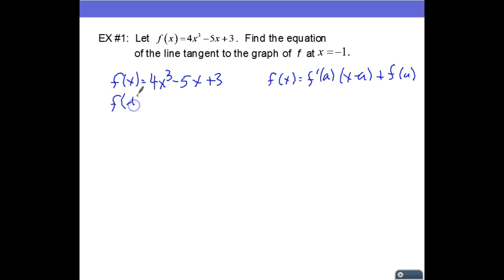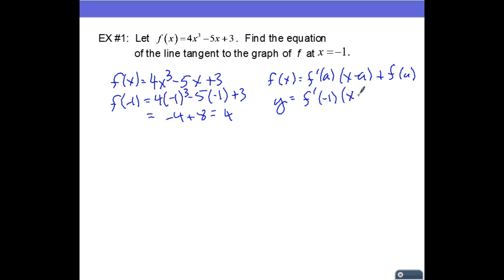So f of -1 is going to be equal to 4 times -1 to the third power minus 5 times -1 plus 3. And so this gives us a -4, and minus a -5 is +5, plus 3 is +8. And so f of -1 is equal to 4. So what we're doing here is finding f prime of -1 times x minus -1 plus f of -1. And so we just found f of -1.